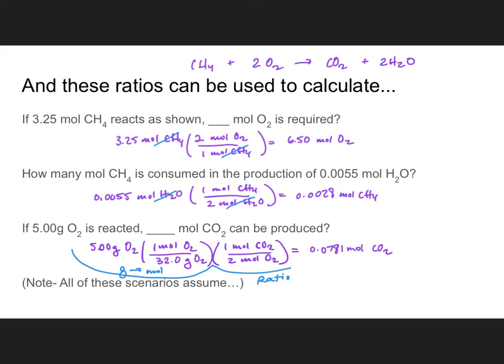So if you're given information in different units, it may be necessary to convert those units before you set up the ratio. There you go. A little note here: all of these scenarios assume that there's enough of the other reactant available to complete the reaction. So if one of the reactants is not mentioned, assume there's plenty of it.